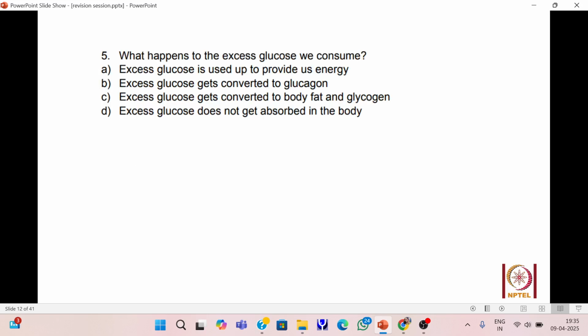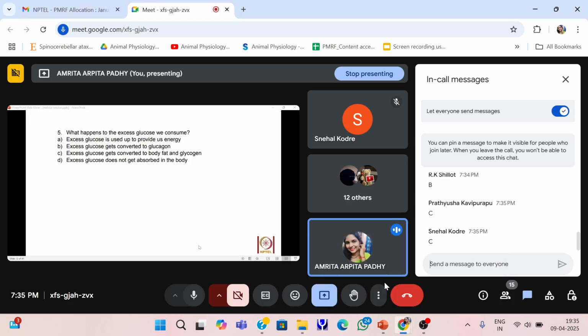What happens to the excess glucose we consume? Excess glucose is used up to provide us energy. Excess glucose gets converted to glucagon. Excess glucose gets converted to body fat and glycogen. Excess glucose does not get absorbed in the body. Start answering.